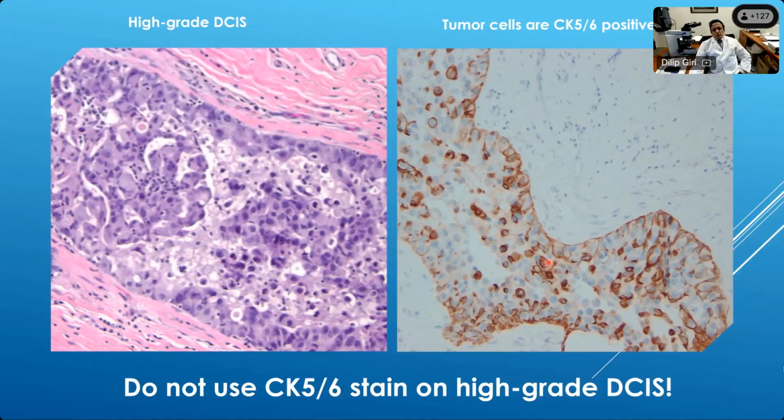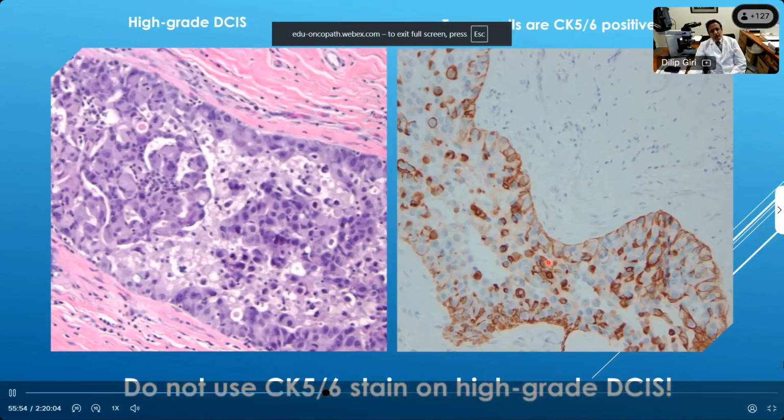So what we have to remember from these illustrations is that the use of CK5-6 should be restricted to the low-grade lesions and not to the high-grade lesions. The diagnosis of high-grade lesion is morphologic and morphologic alone.